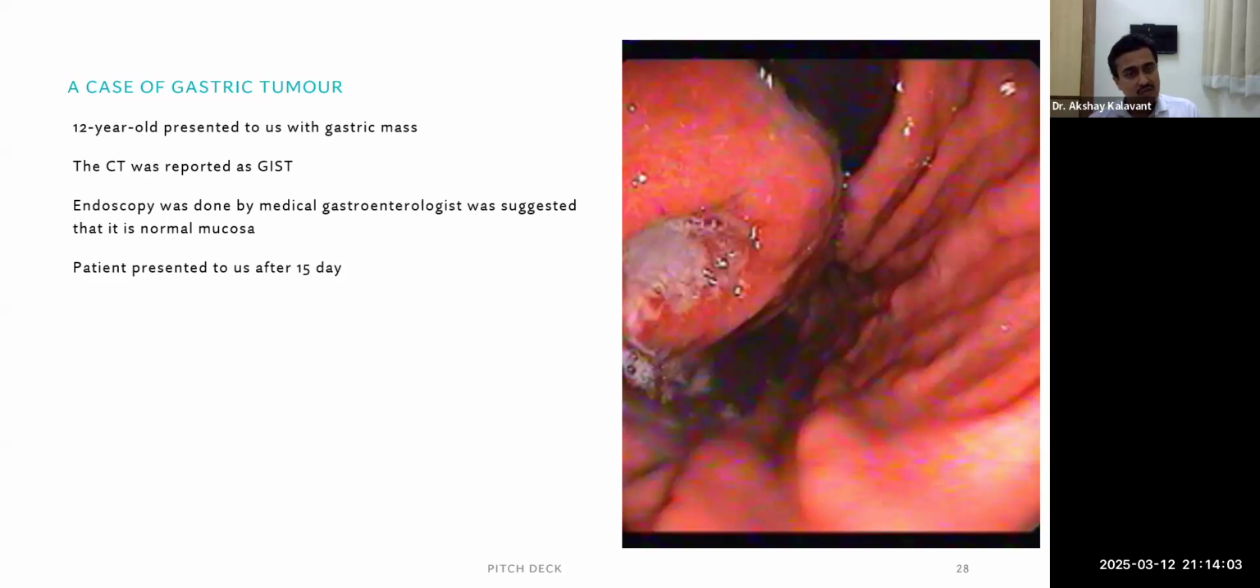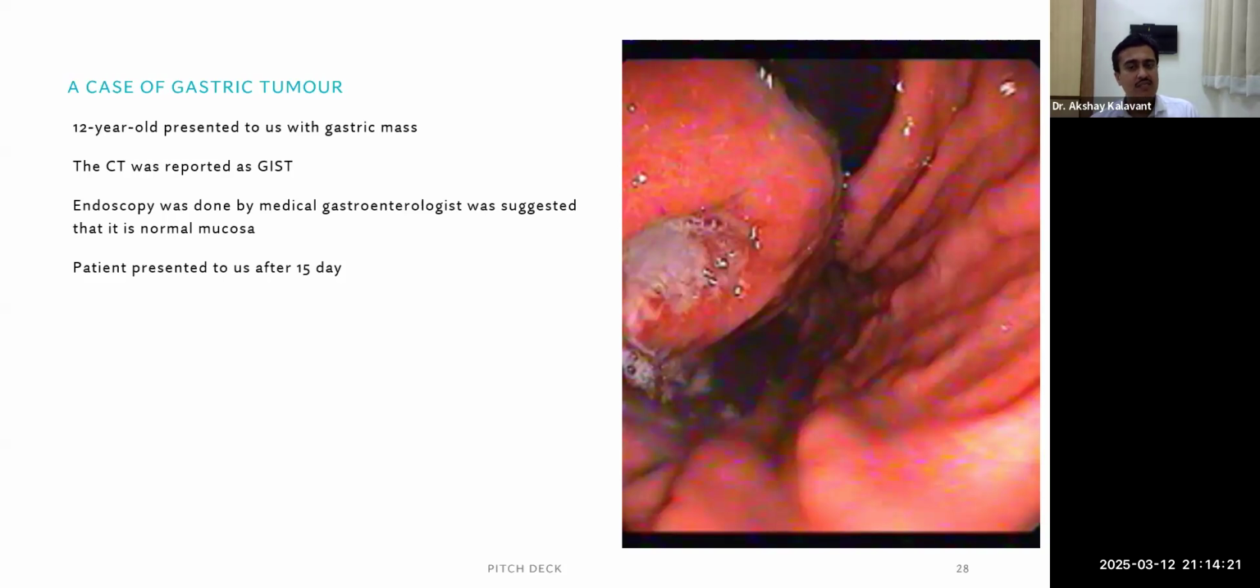So the outside medical gastroenterologist had done an endoscopy 15 days back. They said that the mucosa is normal. They could not find any mass there. Maybe the mass grew after that and we were able to palpate it better. So we did an endoscopy, and meanwhile we had done a CT scan in our center.